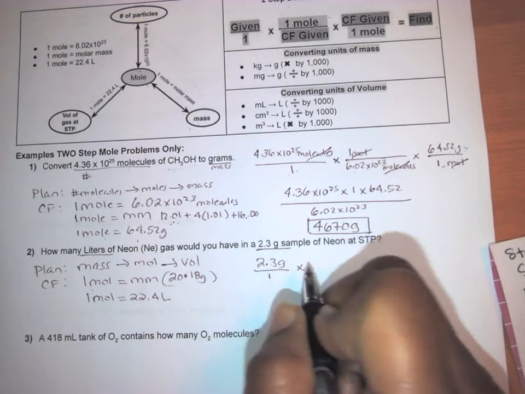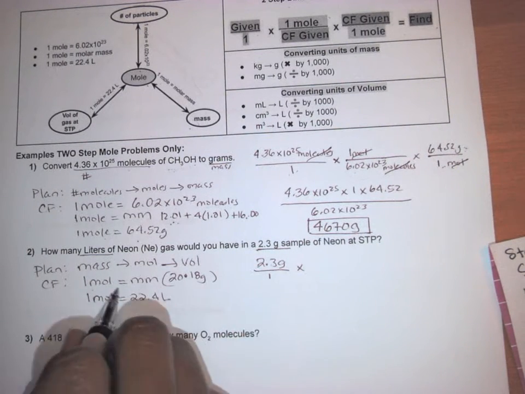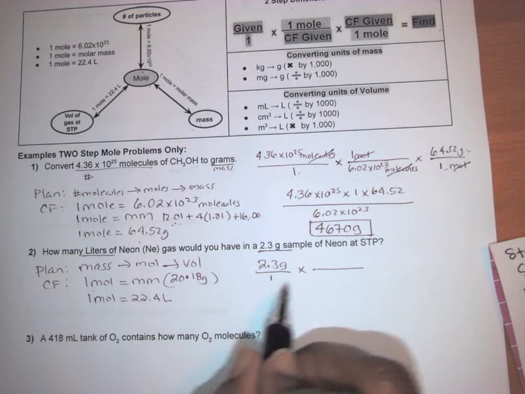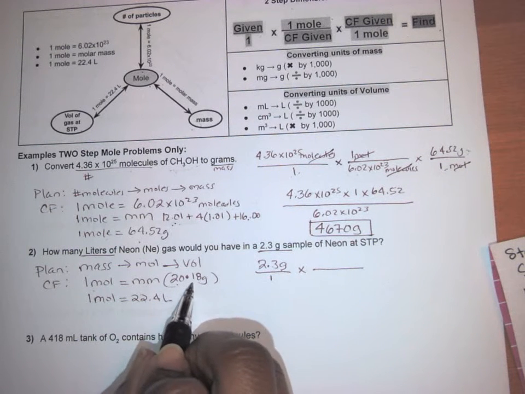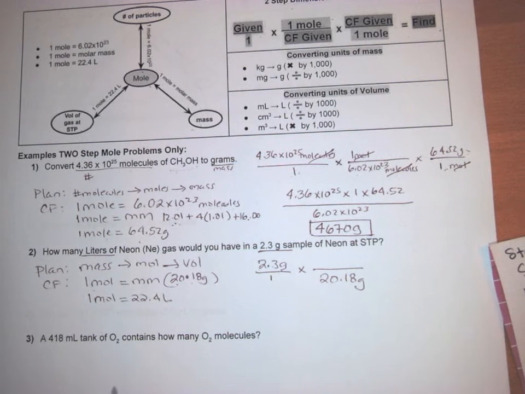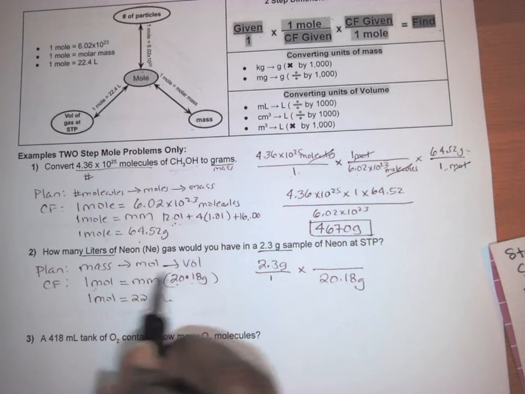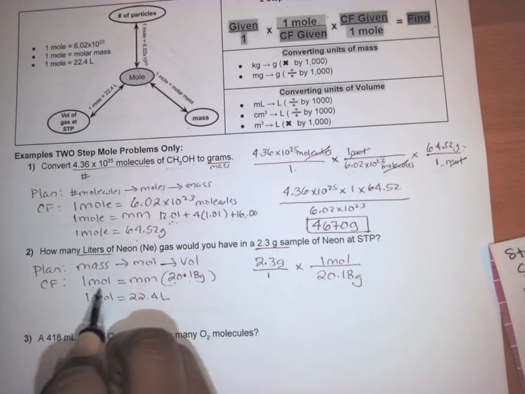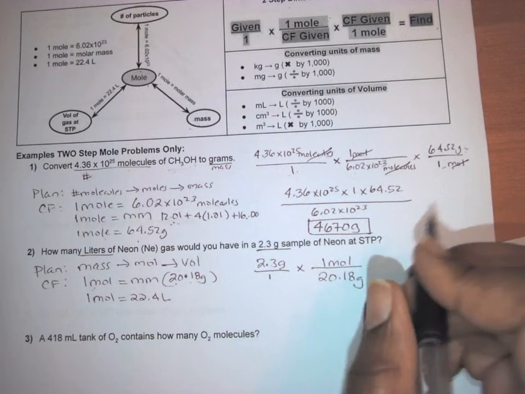Now, I need to convert this to moles, so I'm going to use my first conversion factor here. I want to get rid of the grams, so the 20.18 grams in that conversion factor goes on the bottom. And then the 1 mole goes on top. So I just took this equation and made it into that fraction.